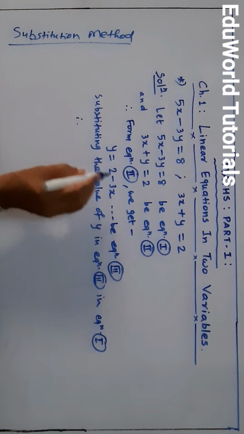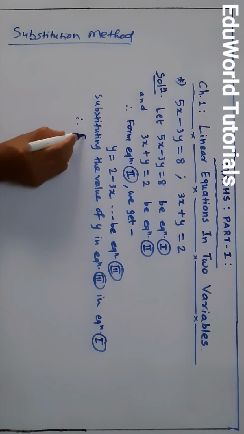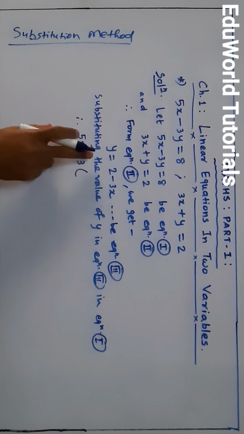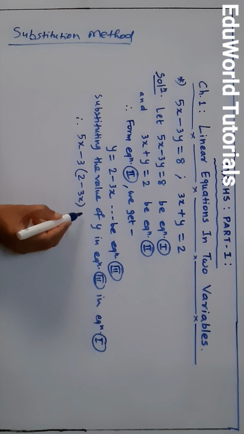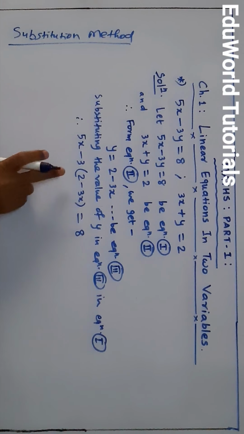So in equation number 1 I see that y is here, for which I will put this value. So what is the entire change in equation first? 5x, there is no change in this term, minus 3 into, I need to put the value of y which is 2 minus 3x. So I will write 2 minus 3x, and then completing the equation, is equal to 8. So I put the value of y, 2 minus 3x, here in place of y. So the entire equation first becomes 5x minus 3 into, in place of y I wrote, 2 minus 3x, equal to 8.